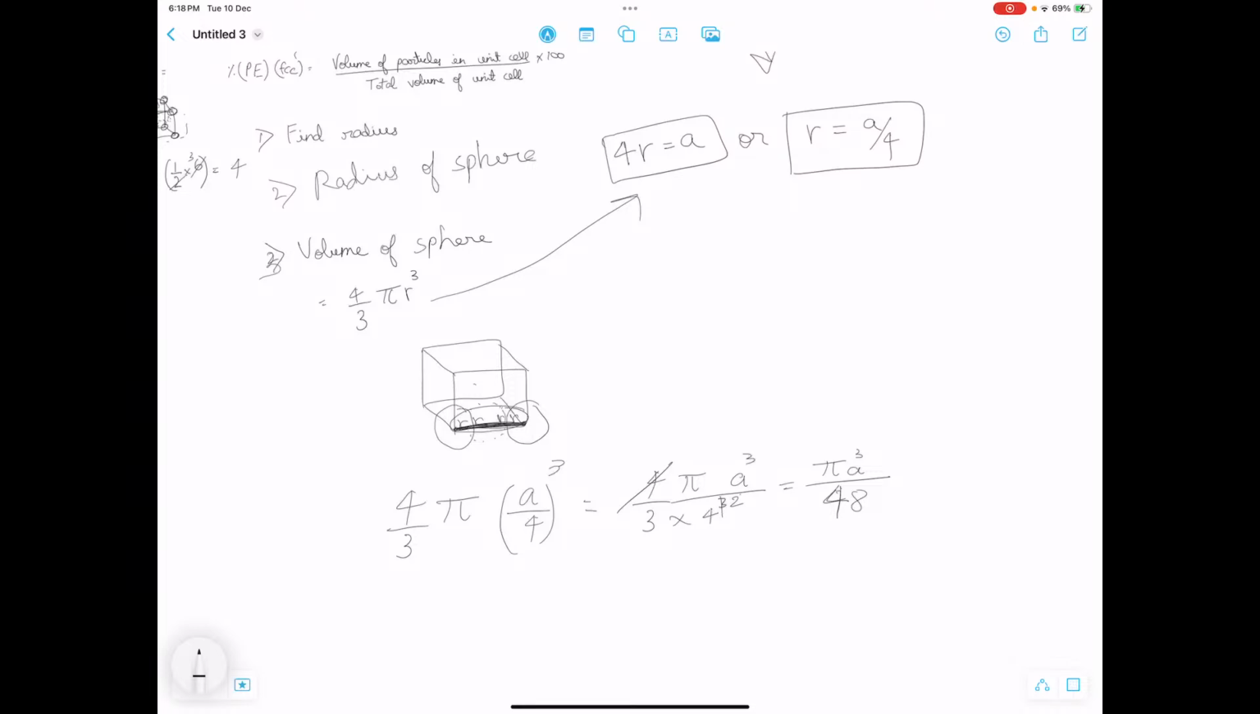Let me see online if this is true or not. Give me a minute. Packing efficiency of FCC.